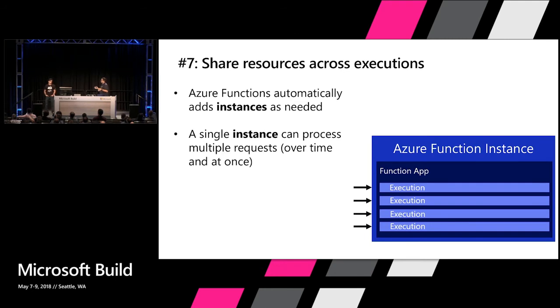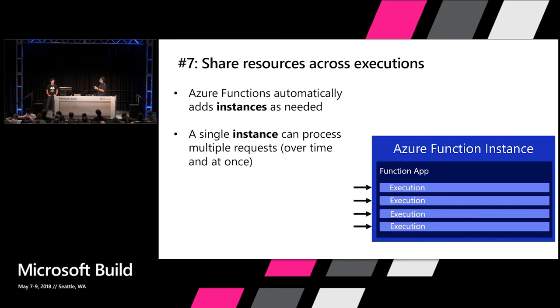So it's very possible that your single function instance could actually handle multiple executions at the same time, all on the same instance. If I'm sending 5 requests every single second and a single request is very short, it's very possible that all 5 of those requests are being processed on the same instance at the same time.